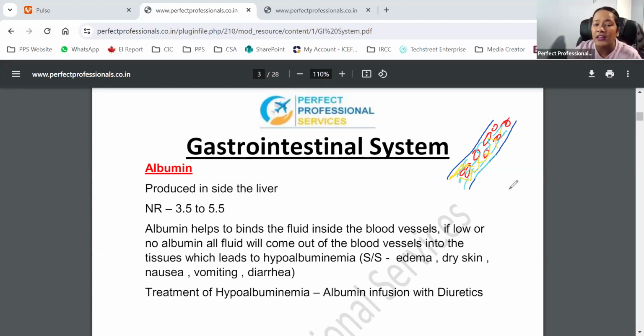If there is low or no albumin, what is going to happen? Whatever fluid is there, it is going to come outside of the vessels. It goes out, and it comes into the tissues. Then the patient will have edema, dry skin, vomiting, nausea and diarrhea.